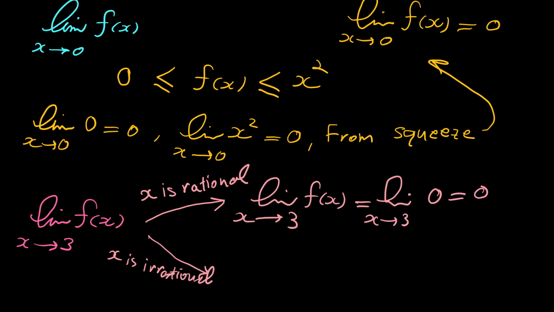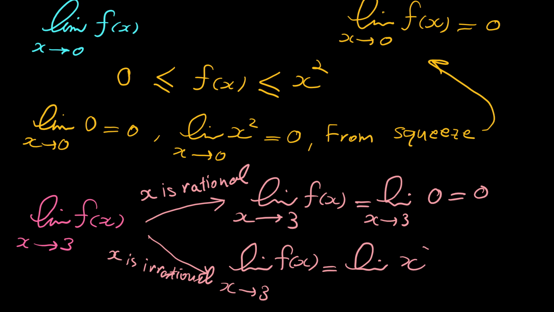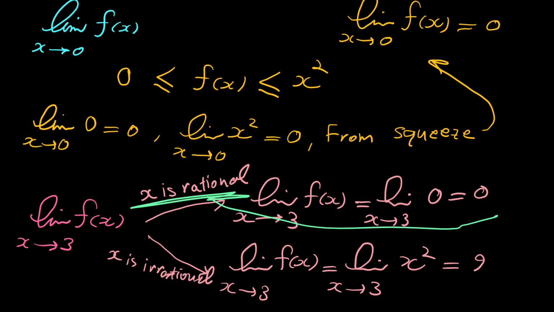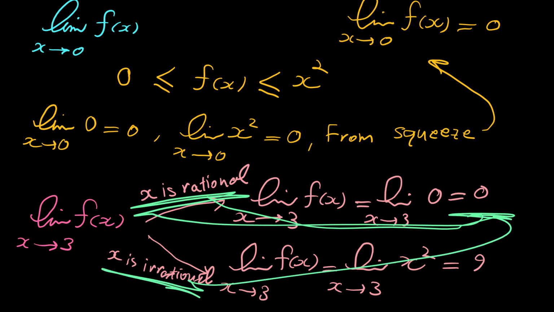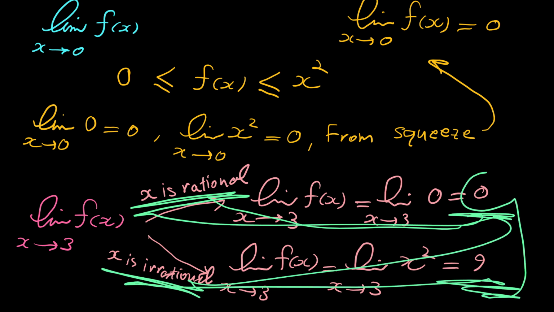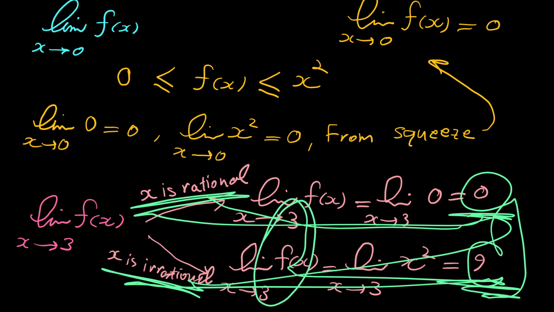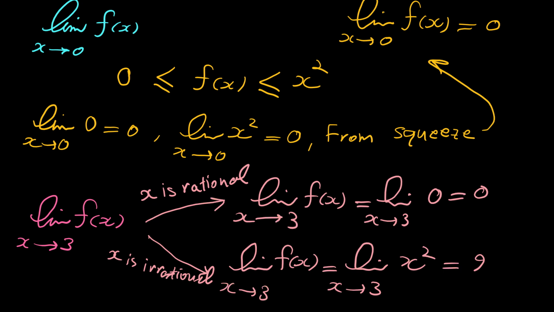But when x is irrational, the limit of the function f of x when x approaches 3 would be equal to the limit of x to the 2, because the equation when x is irrational is x to the 2, when x approaches 3, equals 9. Now, from this we conclude that because the limit when x is rational is 0, and when x is irrational is 9, these two limits when x approaches 3 are different, so the limit does not exist.